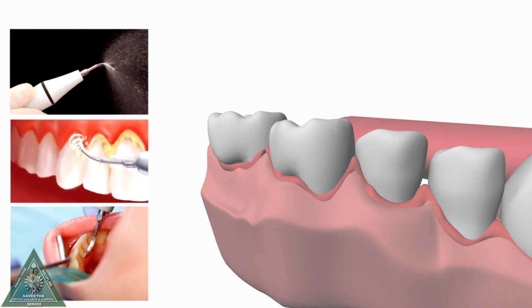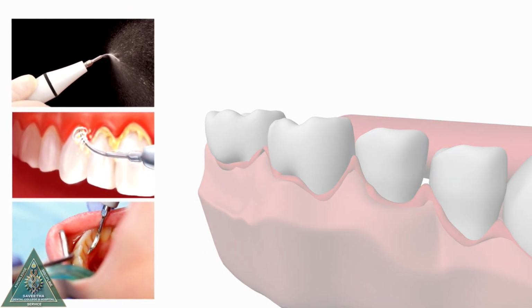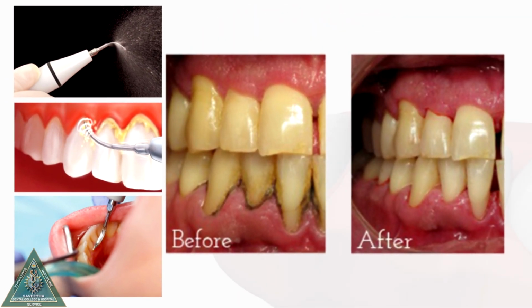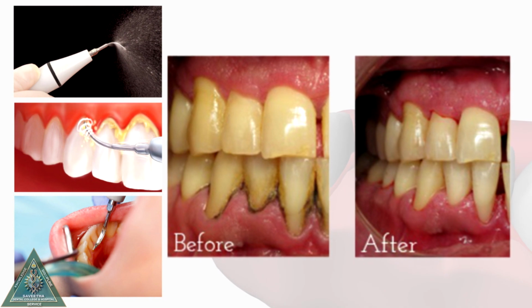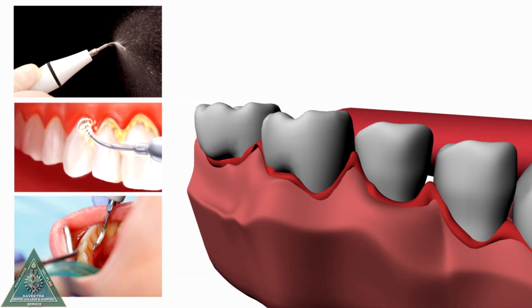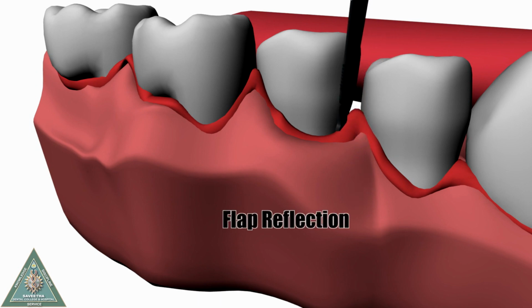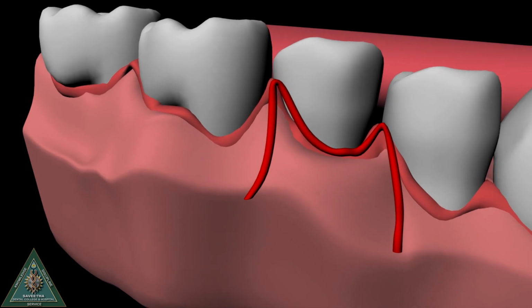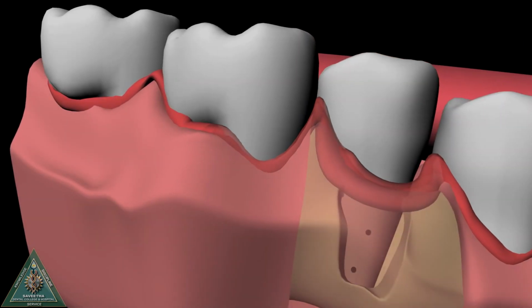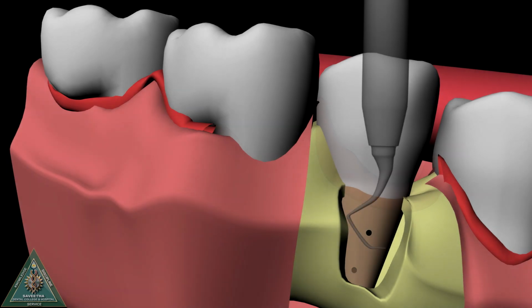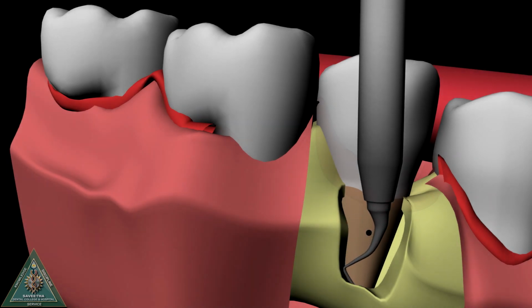Scaling and root planing is done to remove the local factors. 6 weeks later, deep periodontal pockets that do not regress are treated surgically. In this case, a full thickness flap is raised to access the root surface and to expose the bone defects. Infected granulation tissue and root surface irregularities are removed using curettes.